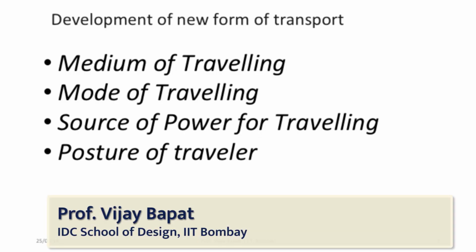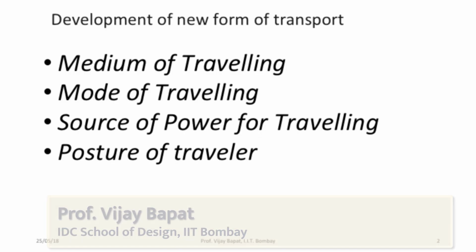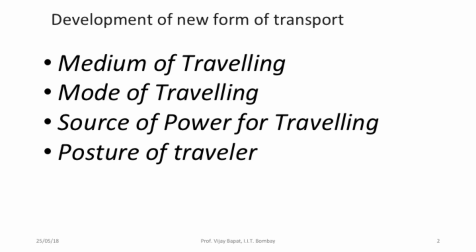Say, for example, if you are developing a new form of transport, which are the different attributes or aspects of a transport? Medium of traveling, in which you are traveling, mode of traveling, source of power, because power is important when you are traveling, and posture, whether you are standing, sleeping, or sitting. Okay, so we have just taken 4 different aspects of traveling.